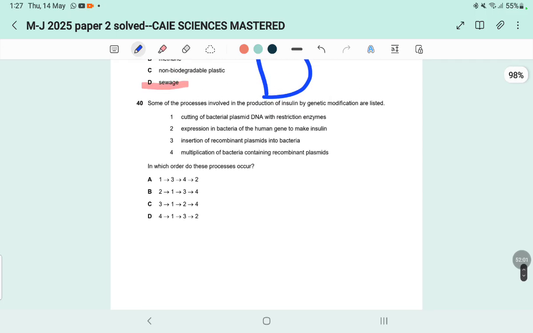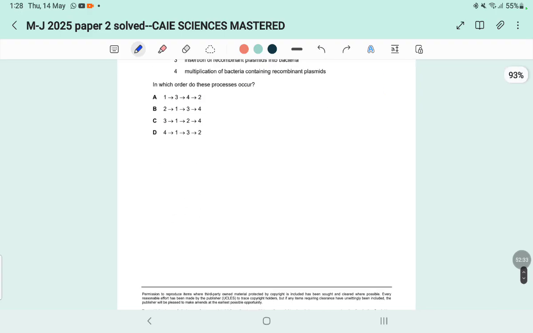Last question. Some processes involved in the production of insulin by genetic modification are listed. Cutting of a plasmid DNA with restriction enzyme, and actually this is like an AS syllabus and A2 syllabus. You will find these things, so it's worth knowing them now. Cutting of bacterial plasmid DNA with restriction enzyme, okay, this is the first step. You need to cut the bacterial plasmid to extract the DNA out. Then we need to insert that DNA into the recombinant plasmid. So how does that occur actually?